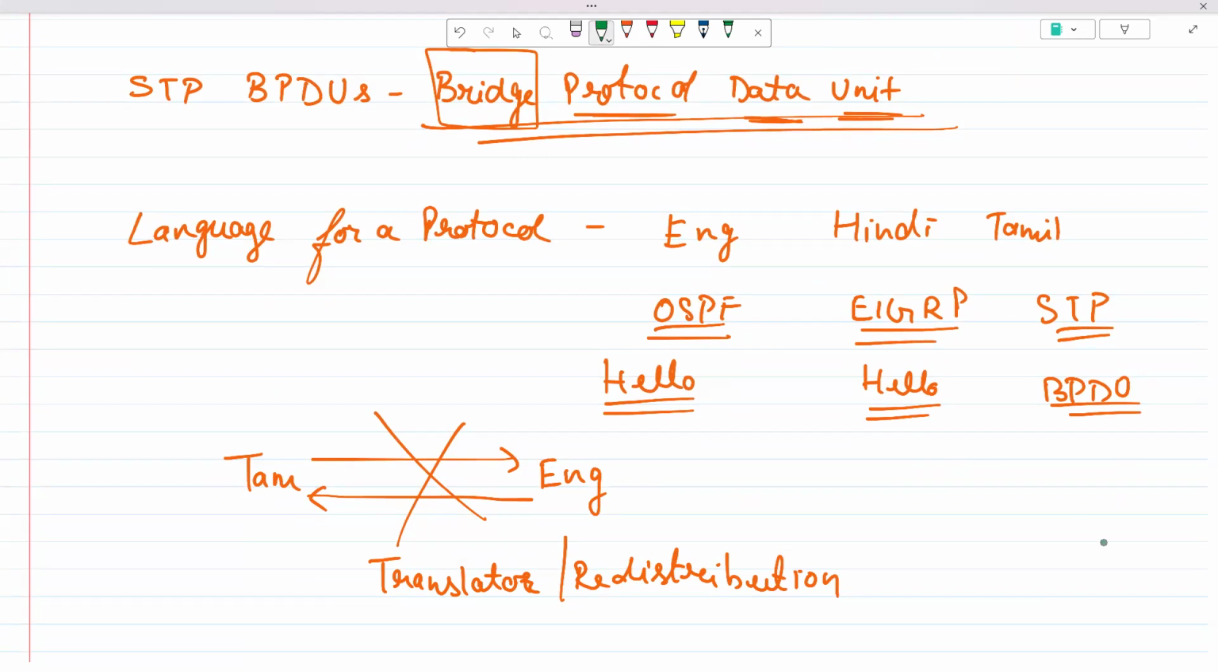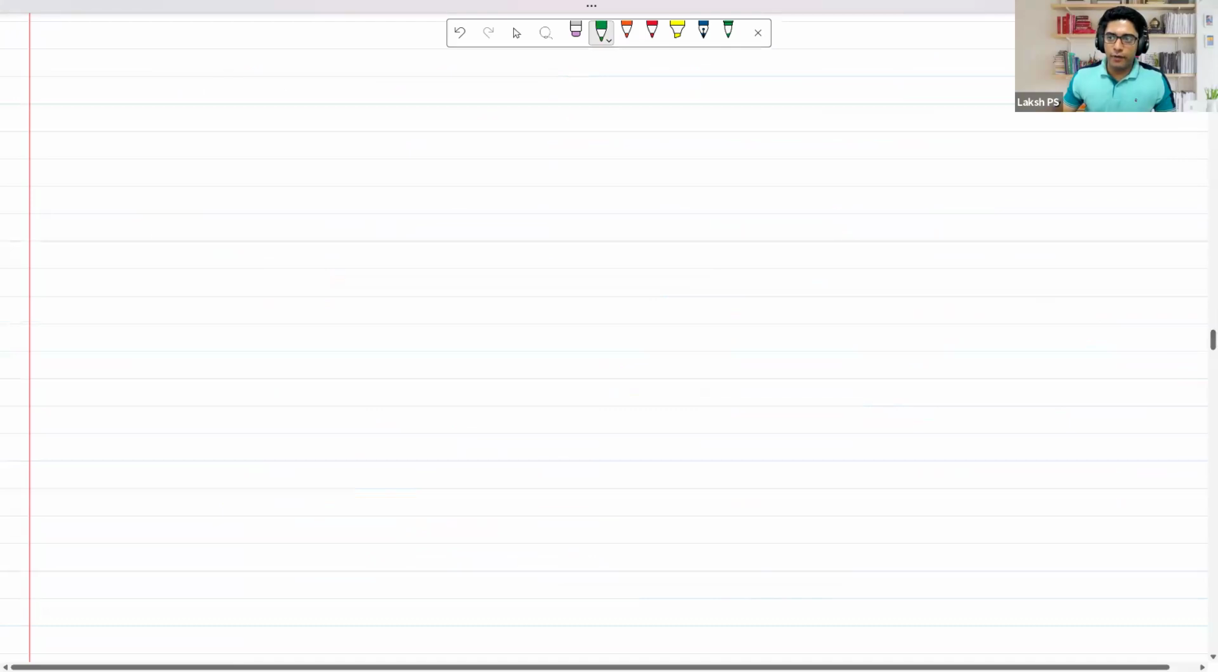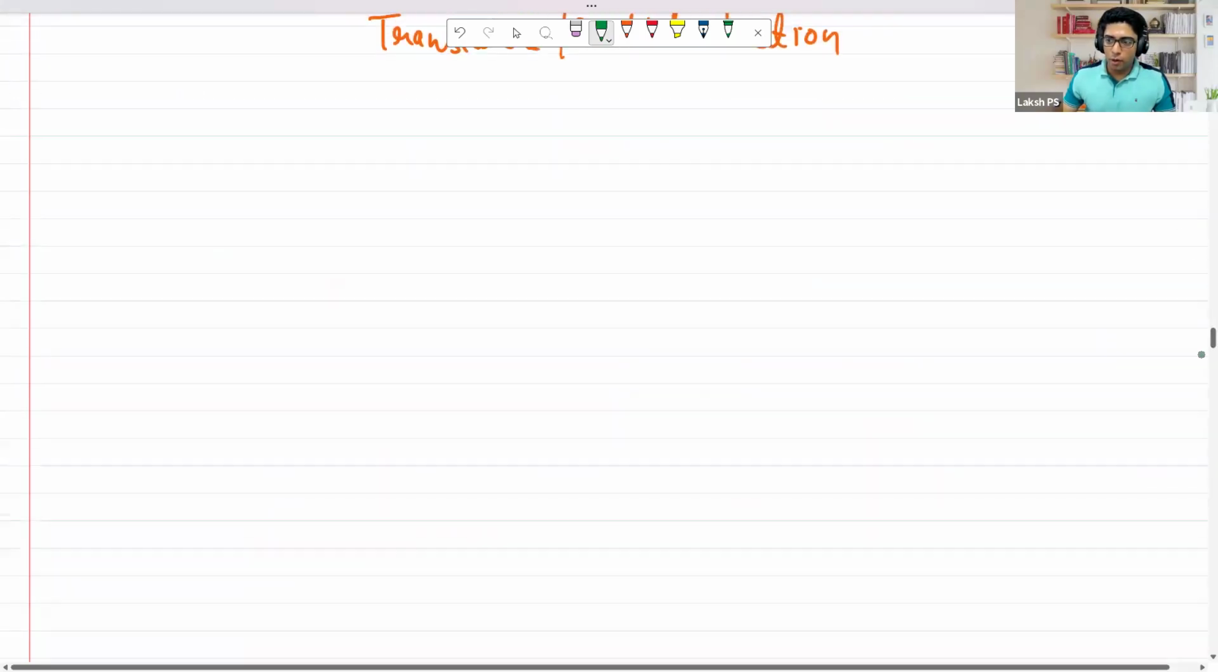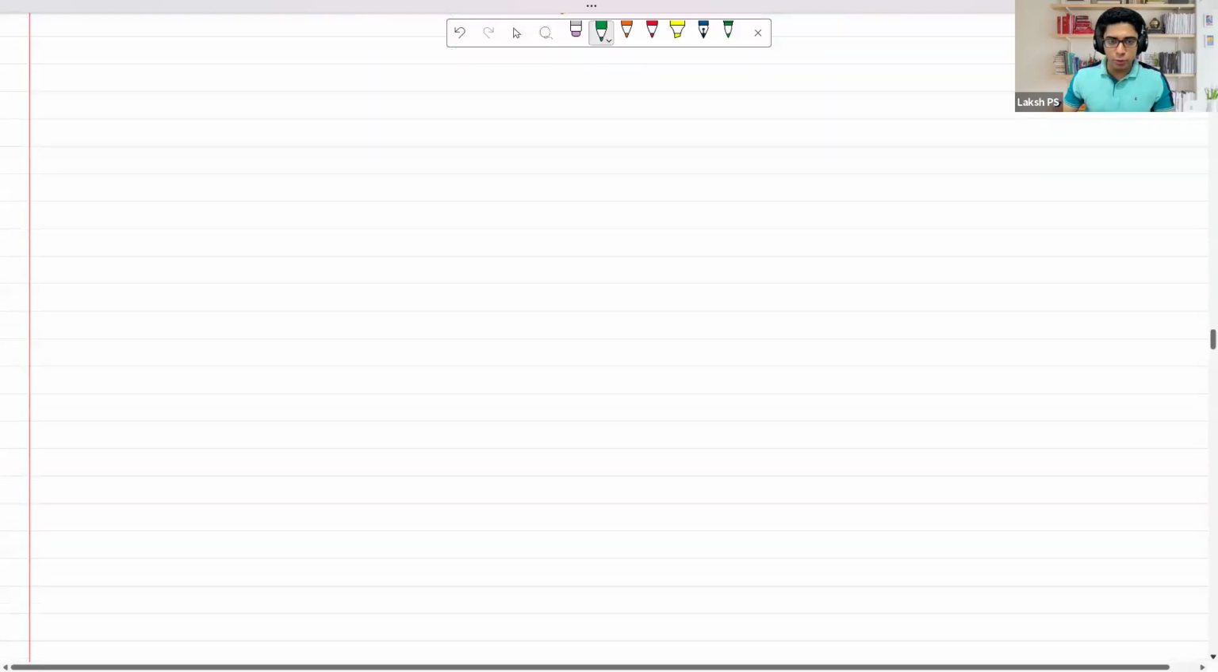Okay. So now, as I said, when they are sharing BPDUs, when they are speaking the same language, they will be sharing information, right? So in your BPDU, Bridge Protocol Data Unit, what is the information that a switch basically shares?